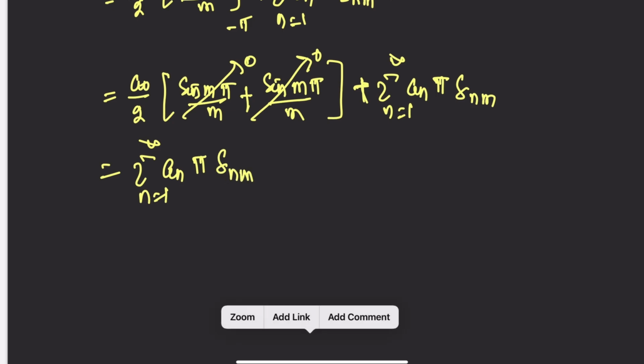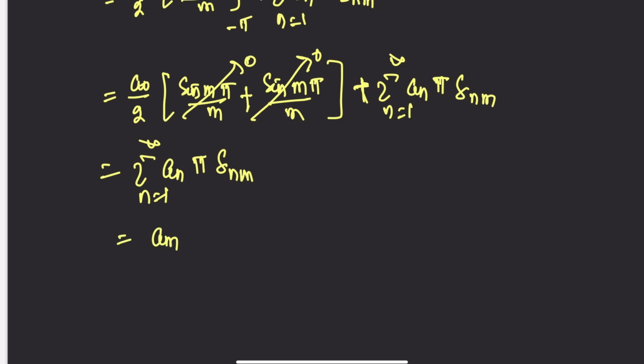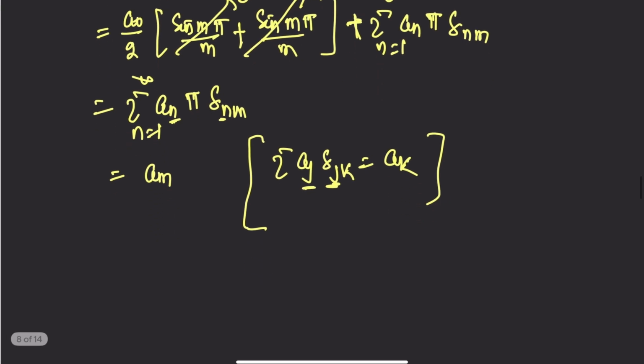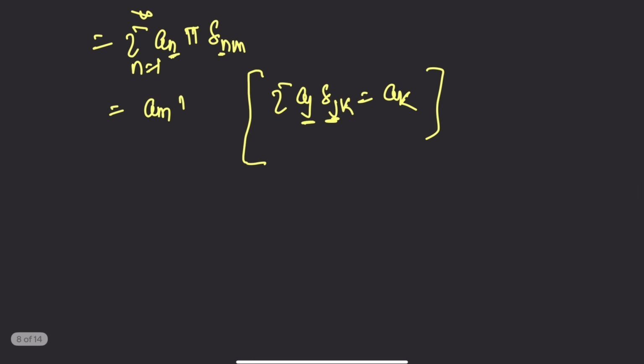According to the properties of Kronecker delta, we can write an, because one of the properties of Kronecker delta is that summation aj Kronecker delta jk becomes ak. Here the summation index j is contracted. Here also the summation index n is contracted, so it becomes am, and pi is there, so am pi.